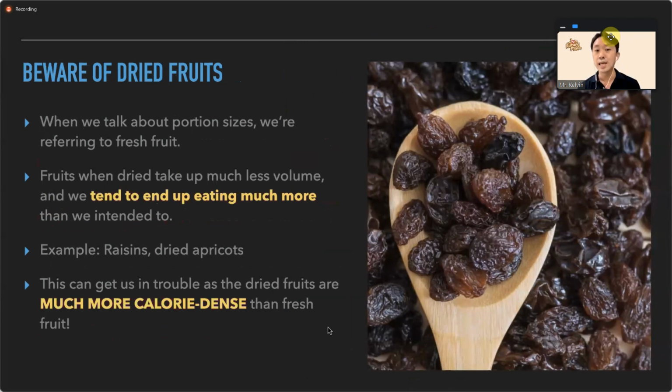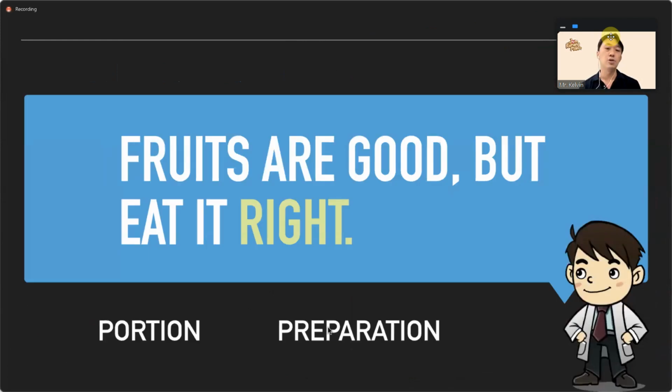Fruits, when dried, take up much less volume, and we tend to end up eating much more than we intended to. Examples of dried fruits are raisins and dried apricots. This can get us in trouble as the dried fruits are much more calorie dense than fresh fruit. So the take-home message is, fruits are good, but eat it right. Pay attention to portion sizes and the method of preparation.